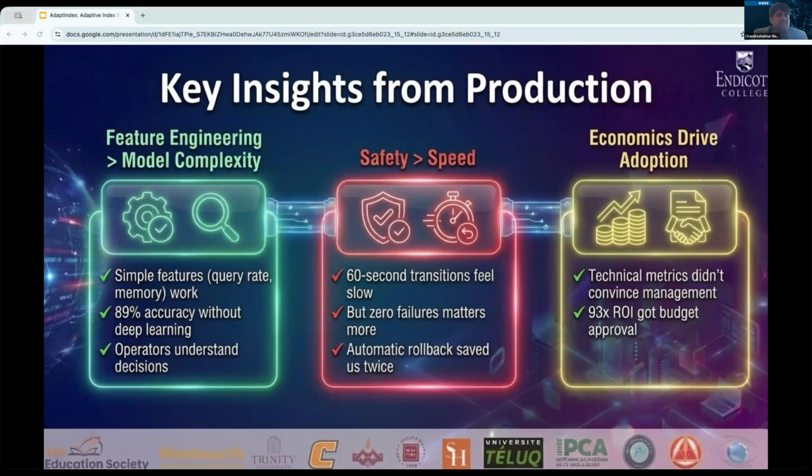Second, safety matters more than speed. Our 60-second transitions feel slow, but we had zero failures. Automatic rollback saved us twice when network issues caused false readings. Third, economics drives real-world adoption. Our engineering team loved the technical results. Management loved the numbers, how much cost savings. Quantifying return on investment is essential for all production enterprise systems.